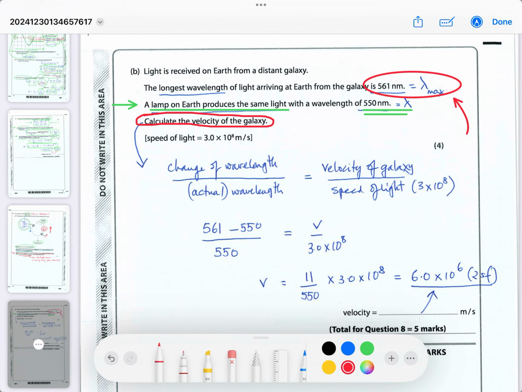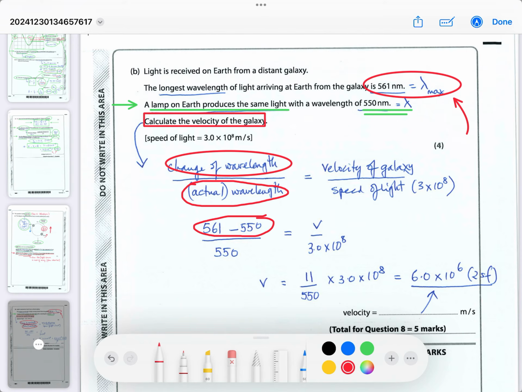of the galaxy. Well, if it's redshifting, the amount that it changes by, in other words, the change of the wavelength, tells us how fast it's moving away from us compared to the actual wavelength. So the actual wavelength is the wavelength in green, 550 nanometers. So the change in the wavelength is 11 nanometers. So it's changed by 11 nanometers due to the motion.